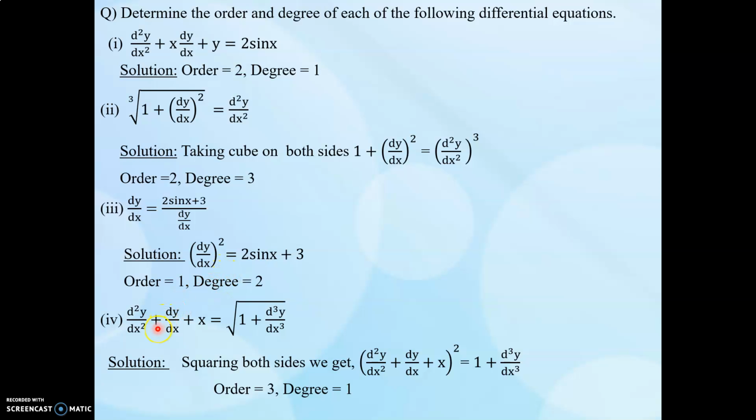d square y upon dx square plus dy upon dx plus x is equal to root of 1 plus d cube y upon dx cube. Squaring both sides, you will get d square y upon dx square plus dy upon dx plus x whole square is equal to 1 plus d cube y upon dx cube. Now, the highest order derivative in this is d cube y upon dx cube, and this is inside this square, so we are not expanding that. So here the highest order derivative is 3 and its degree is 1.